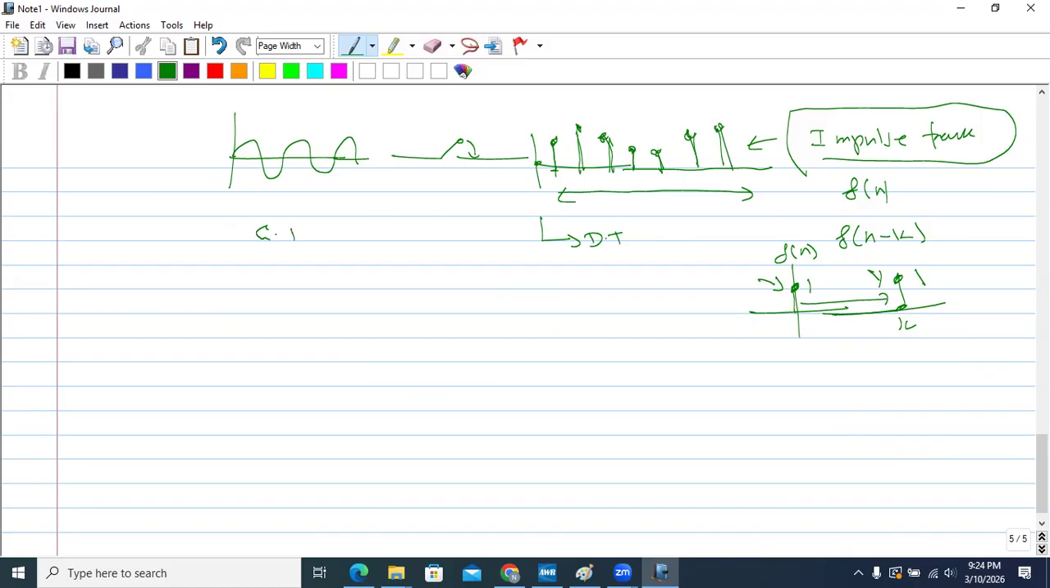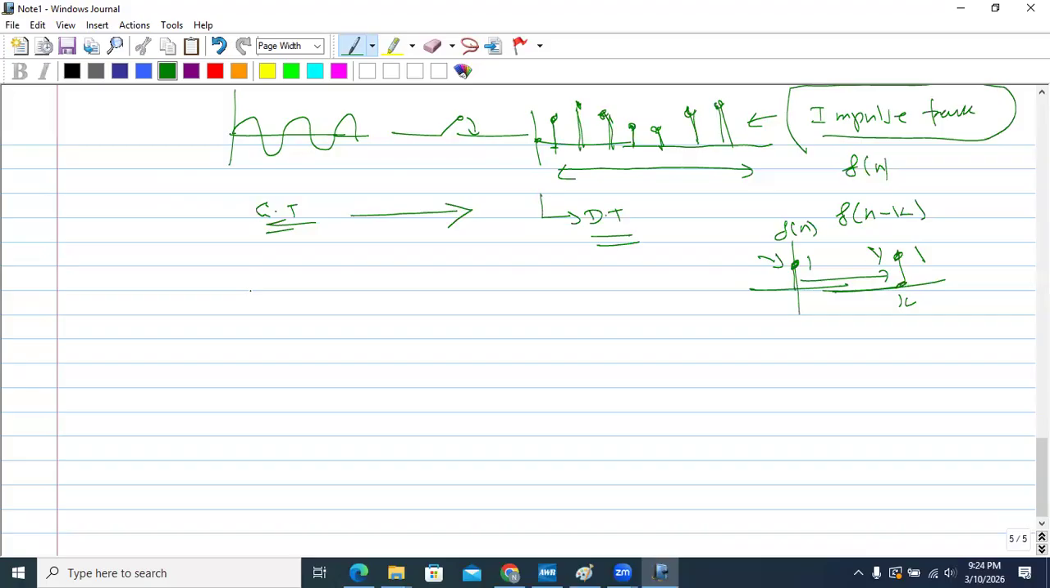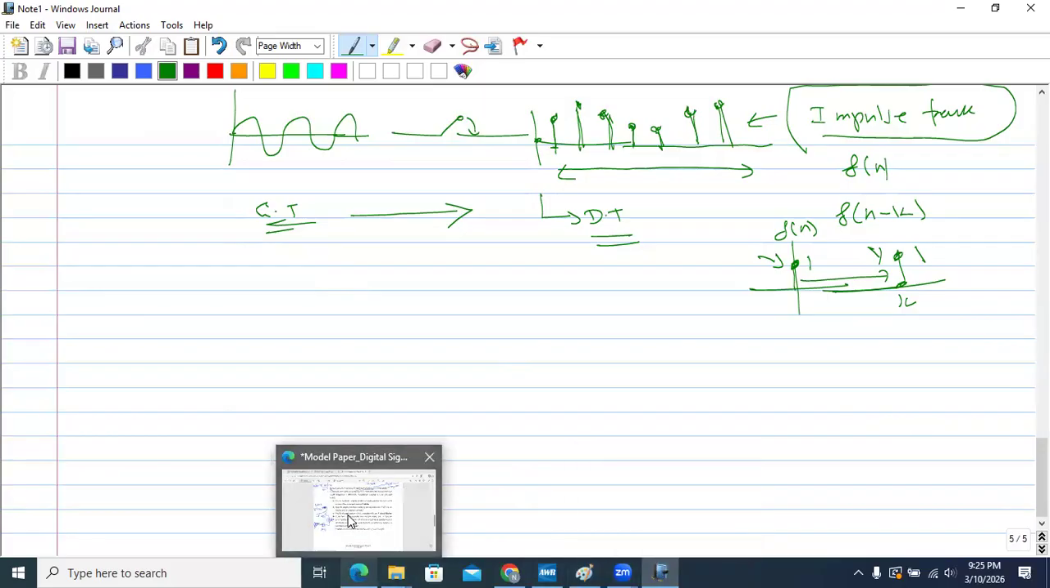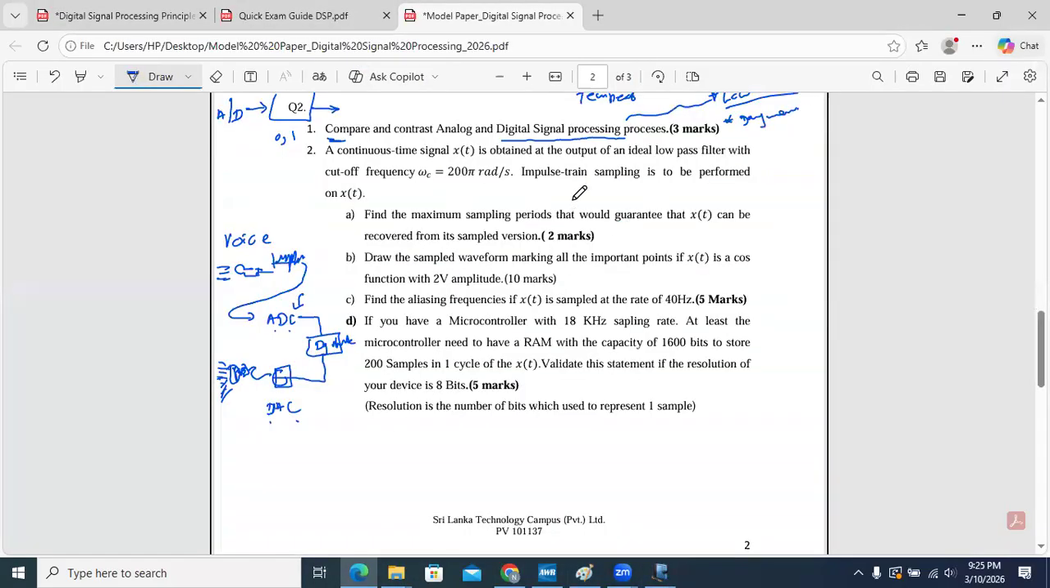And here you have the continuous time signal. Once you sample, you will have the discrete time signal. If you can, watch lecture 1 and lecture 2, where we discussed time domain sampling very deeply, but frequency domain sampling is not included here. We are only considering time domain sampling. So we will go to the question, that is sampling. Impulse train means the sampling.